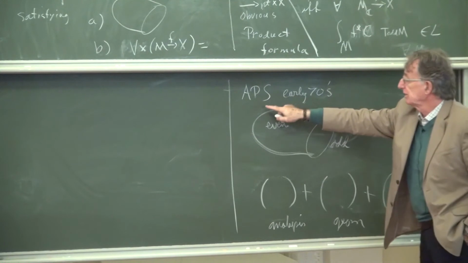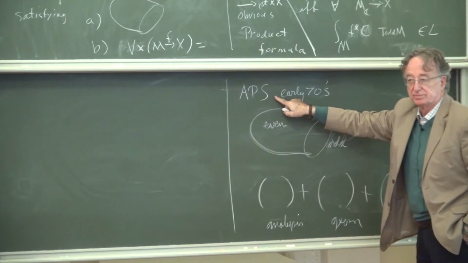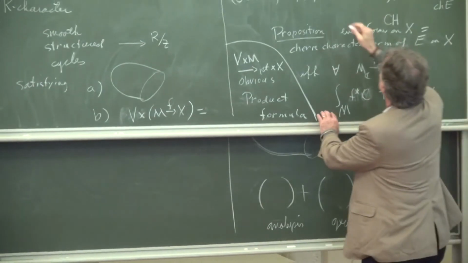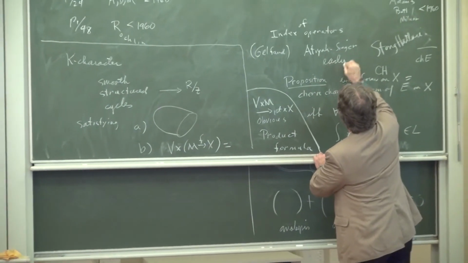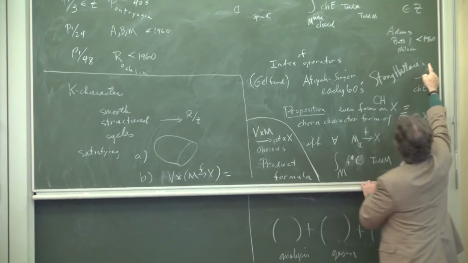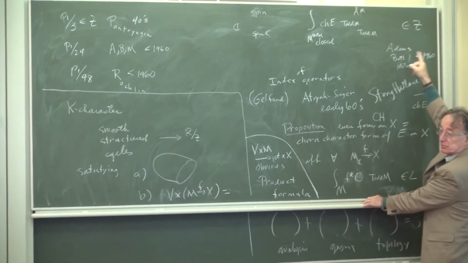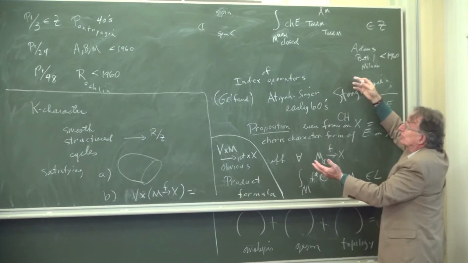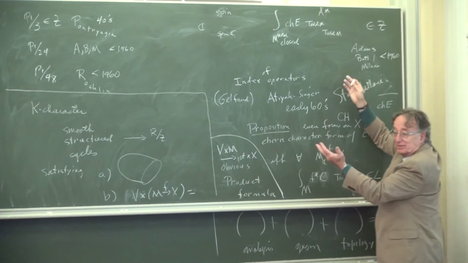There's the Atiyah-Patodi-Singer theorem. This is the early 70s. See, this theorem here is like early 60s. And this is less than 1960. The integrality was known, and they were finding, hey, if it's an integer, it must be the index of an operator. Well, that's how they.